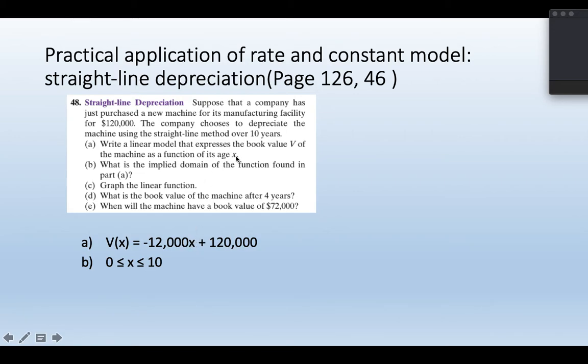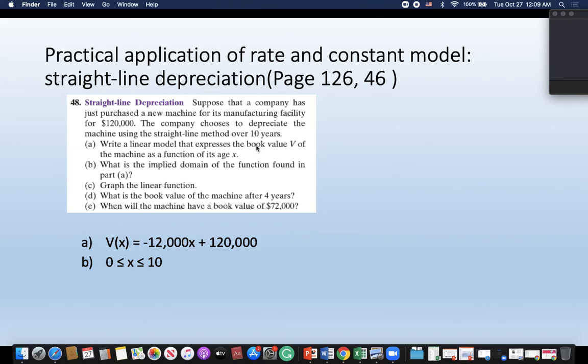So age is x, and we can see that by 10 years they will depreciate the whole amount. So basically the maximum is 10, and how many years can it be at minimum? Minimum can be 0, which means now. Then it can be 2 years, 3 years, 4 years, but after 10 years there will be nothing. So that's why 10 is the maximum.